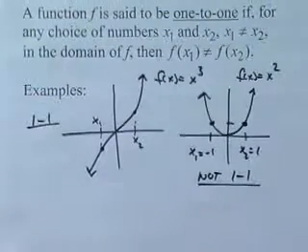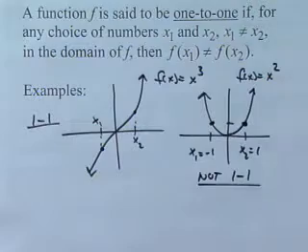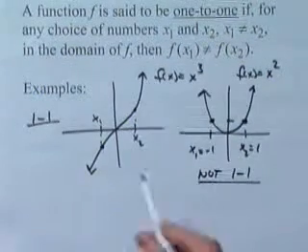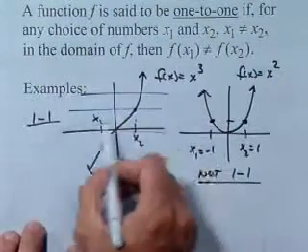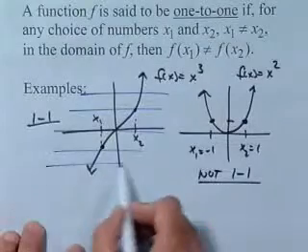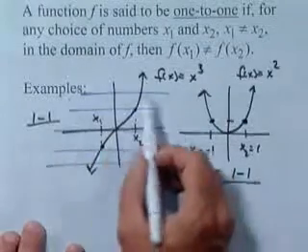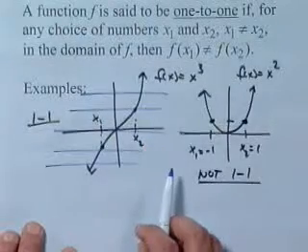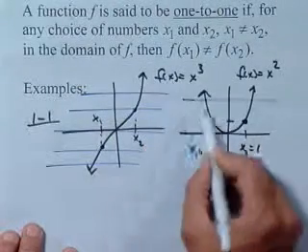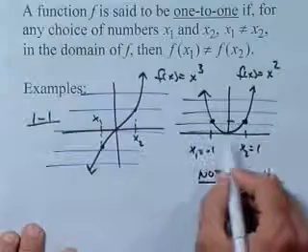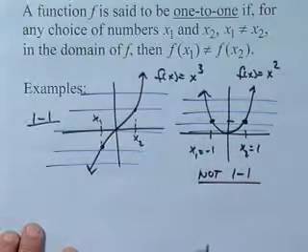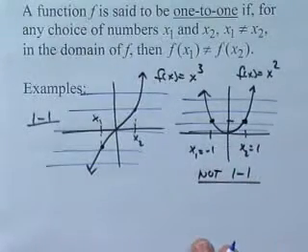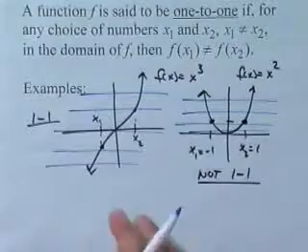Okay? Now notice, there's a nice test, and you may remember it. The horizontal line test states that if I draw a horizontal line and it intersects the graph at most one place, then it has to be one-to-one. Notice here I can draw lots of horizontal lines that hit the function in more than one spot. That is not one-to-one. So why don't we write down the horizontal line test.